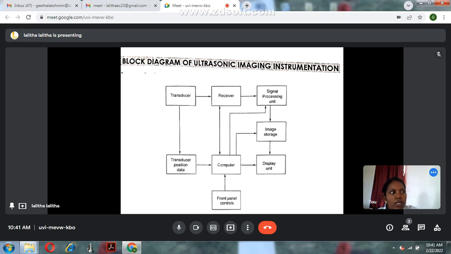The receiver is connected to the signal processing unit. The signal received from the receiver is processed and connected to the image storage. How can we get the images from our body? The image will be stored in the image storage and finally displayed in the display unit. This is the block diagram of ultrasonic imaging instrumentation. The computer makes the connection between the receiver, control panel and display unit, and controls the overall process of the imaging system.